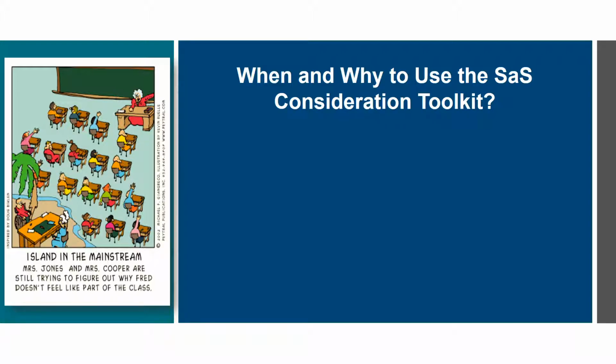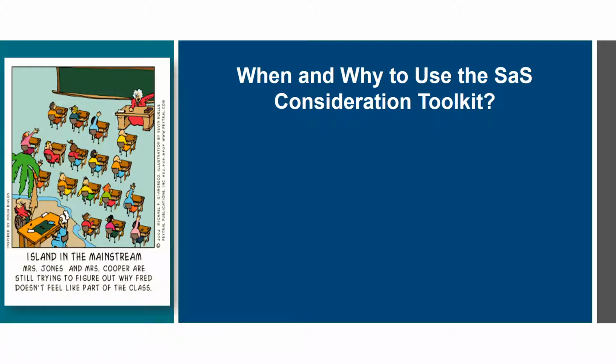They very willingly share this. But when we think about inclusive education, one of the things that the toolkit really gets to is really avoiding what this particular cartoon is showing, that island in the mainstream. So you think about Mrs. Jones and Mrs. Cooper are still trying to figure out why Fred doesn't feel like part of a class. So he's not actively engaged in the same instruction. He doesn't have the same resources and materials. So you want to make sure that all of that is considered. And if there are barriers, what are those barriers and how can we bridge those barriers with what we know that student knows and can do.